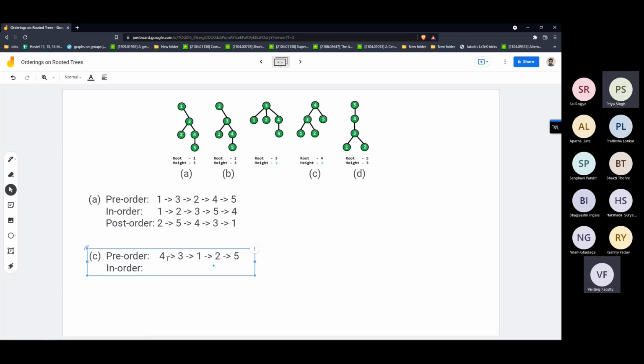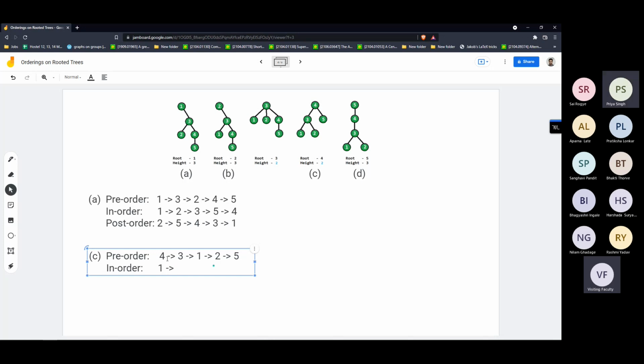4 is the root. So where will I go? I'll go to the left subtree. First, we'll write 1 because it's the left subtree of 3. So I'll write 1.